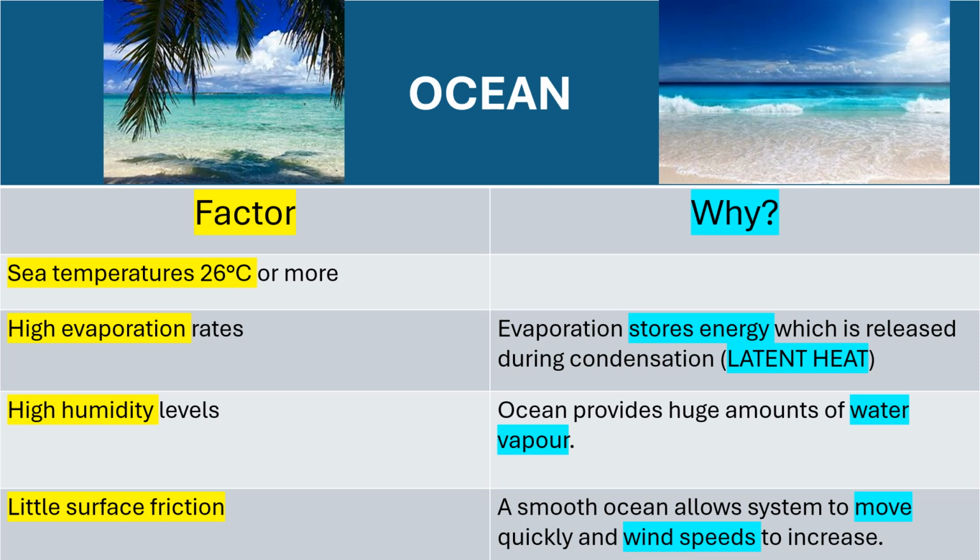It is important to remember that the ocean allows for a huge amount of water to be evaporated, and this liquid water is then changed into water vapor. In evaporating the water, the tropical cyclone is able to store up huge amounts of energy, and during the process of condensation, all of that energy is released back into the environment in the form of what we call latent heat. As long as the tropical cyclone is also able to move across a relatively smooth ocean, it allows for the wind speeds to start increasing and to grow in their intensity.